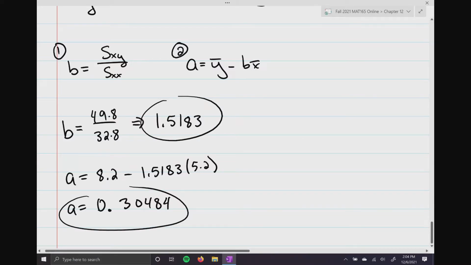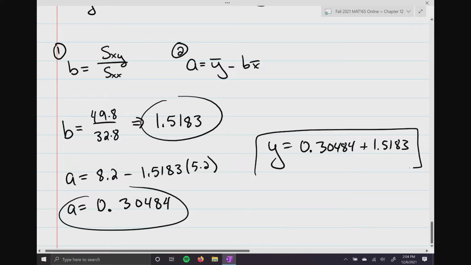Now what we can do is say y equals 0.30484 plus 1.5183. And right here is what we just found to be our best fit line through our data values. So I can use this. Oh, I am being a very bad teacher right now because I forgot to put X. There we go. Now we're talking.